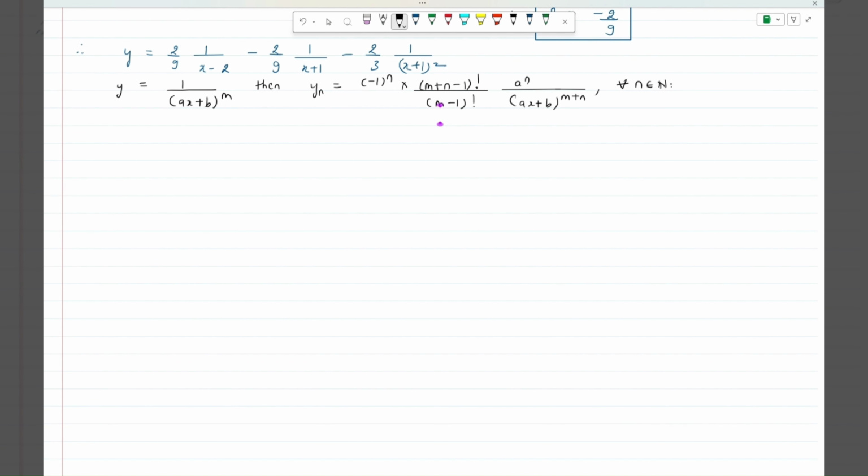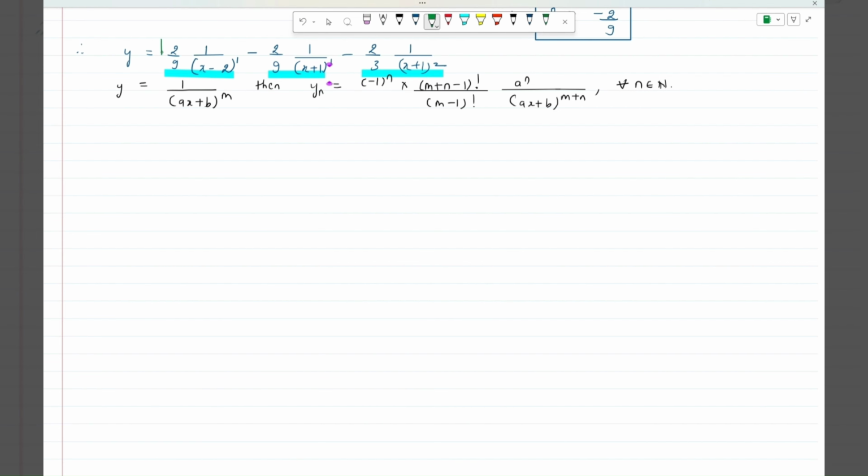Now let's apply this formula to each of the three terms on the right side. So we are going to apply it once here, then another time over here, and for the third time we will be applying it here. Now let us rewrite this in the form. So we can write this as (x minus 2) raised to 1, (x plus 1) raised to 1. So we have got the values of m, a and b.